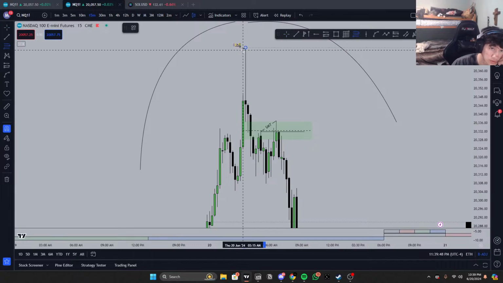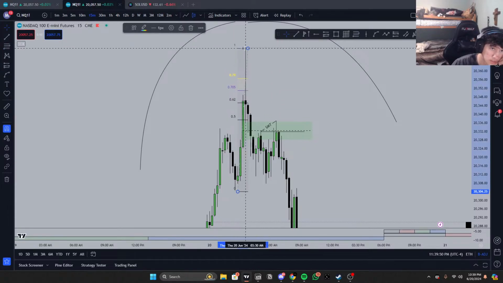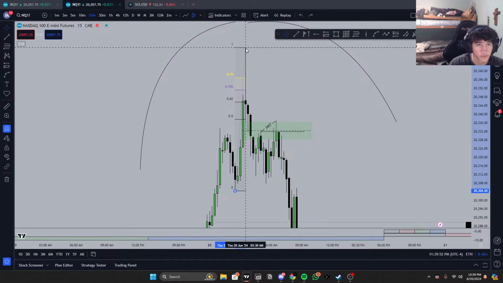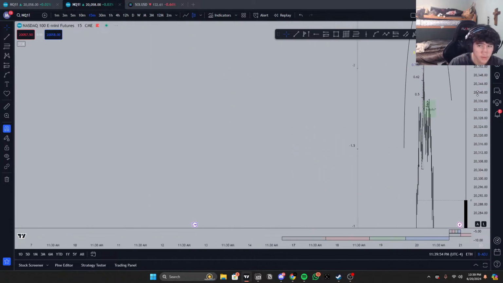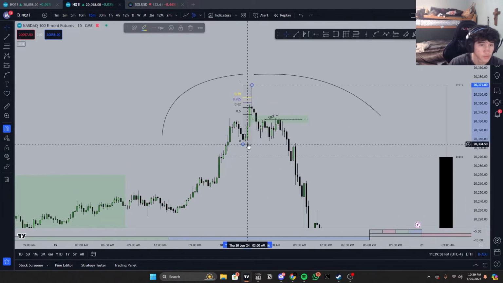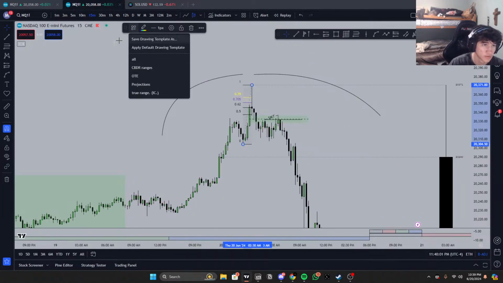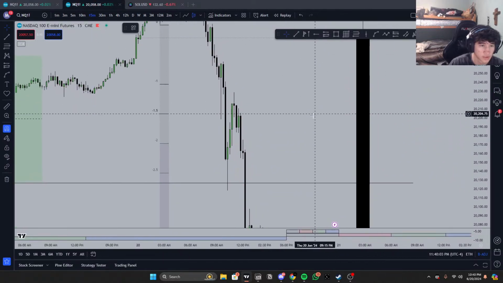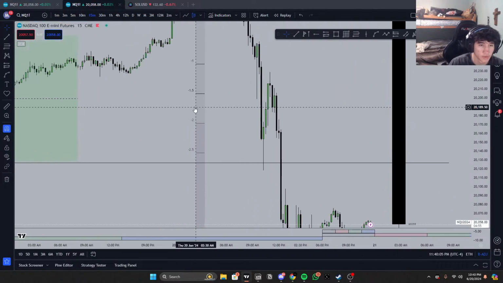Also, I want to touch on my bias from yesterday. I told you guys I want to see these equal highs get taken out. Until then, I don't really want to see any shorts. We took out the equal highs right here, and that's where we started to sell off. So, I didn't record yesterday's recap. So let's use our projections real quick. This high down to this low, retrace. We'll go over that in a second.